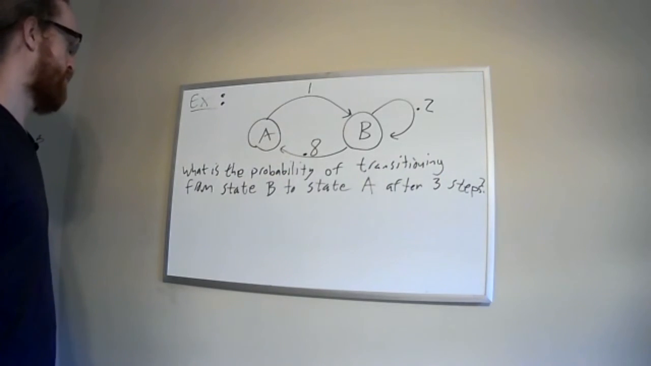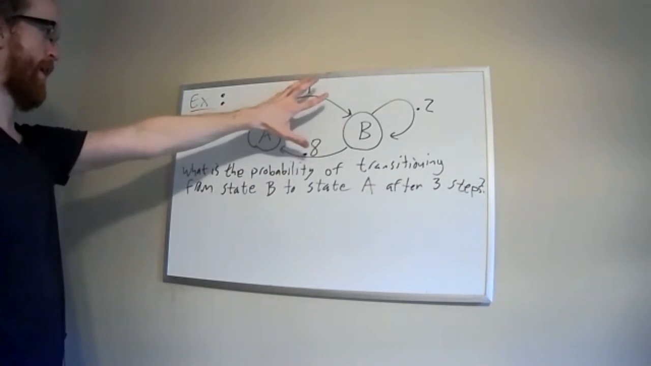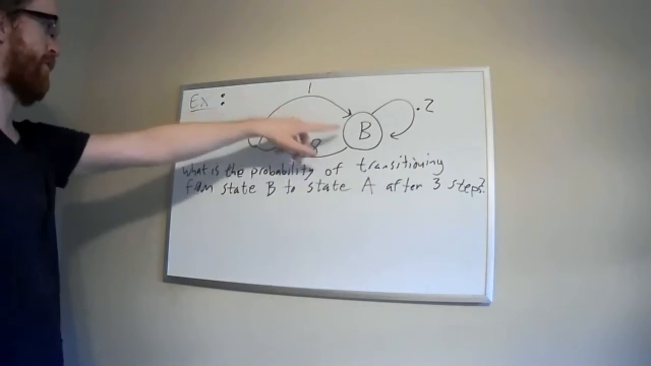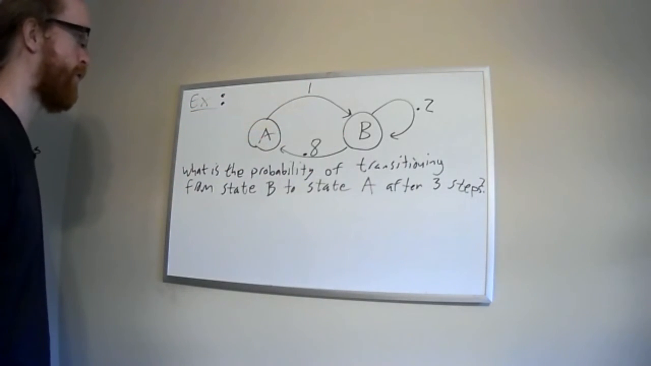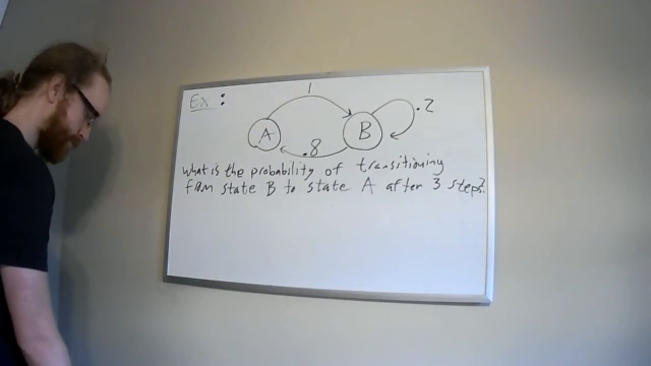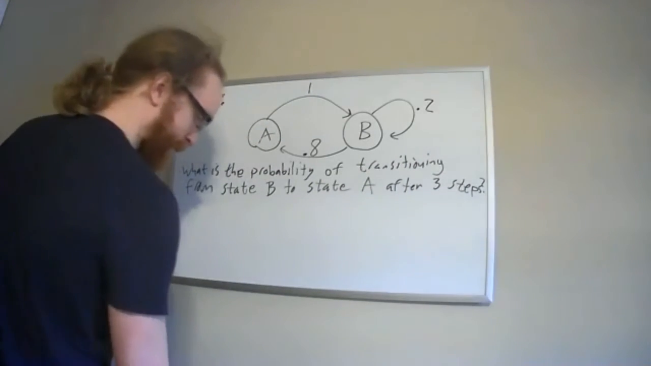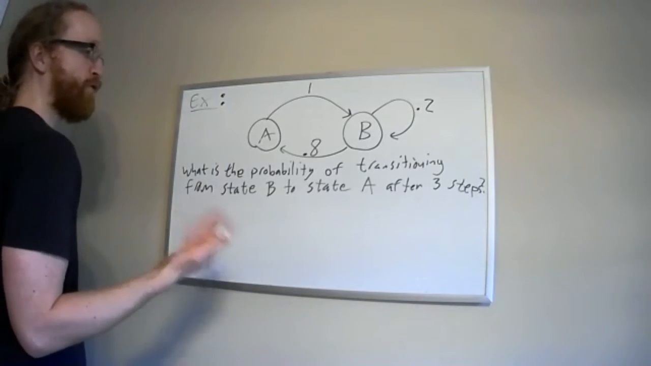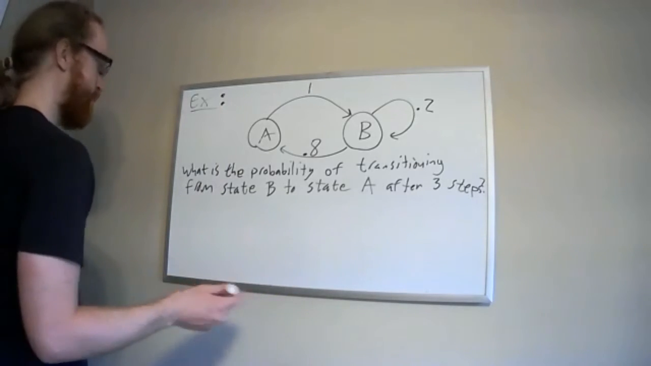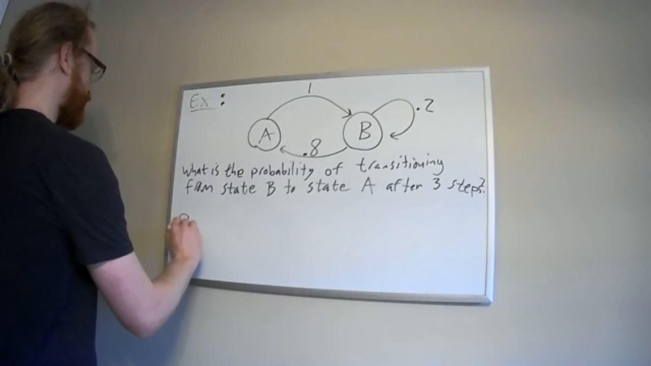So normally what we'd have to do is find every possible path that takes 3 steps starting from B and ends on A. And there might be a bunch of those. I don't know. Maybe not. But we don't have to worry about that anymore because now I can just take my matrix and raise it to a power. So the first step here would be, let's find the transition matrix. So the transition matrix would be this.